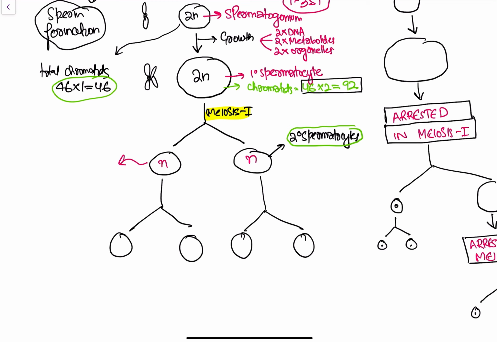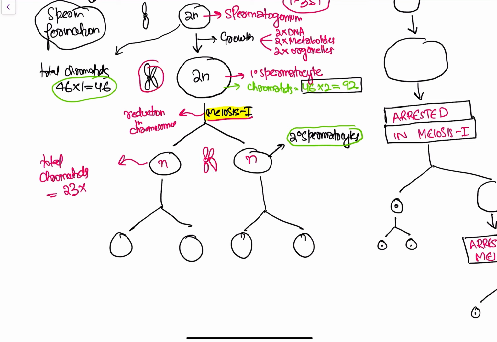So if we calculate total chromatids, that will be n is 23, that is 46 by 2, into 2. You should remember that in meiosis 1 there is no reduction in the number of chromatids, although there is a reduction in the number of chromosomes. Each chromosome still has two chromatids, like in the primary spermatocyte. So we will have 23 chromosomes and each will have two chromatids. That means we have a total of 46 chromatids in each secondary spermatocyte.